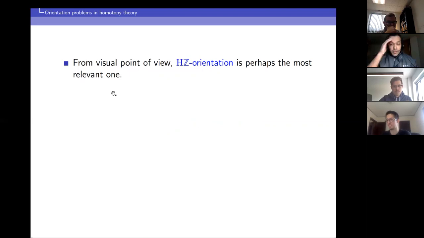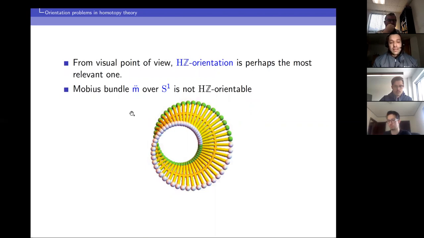From a visual point of view, or classically, HZ orientation is probably the most relevant one. The first example that we see is that of the Mobius bundle, which is a bundle over the sphere. Think about the complement of the zero section of this bundle and try to assign each component of the fiber over a point a number plus or minus one uniformly, and you will fail to do that. You see that if you think of green as plus one and white as minus one, at some point minus one merges with plus one, and you can't do this, and this is a classical example.